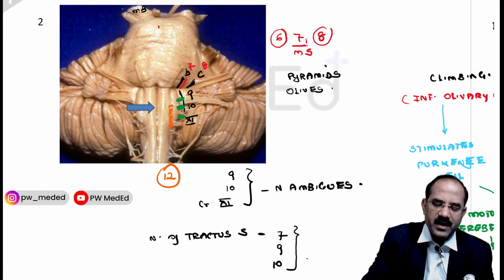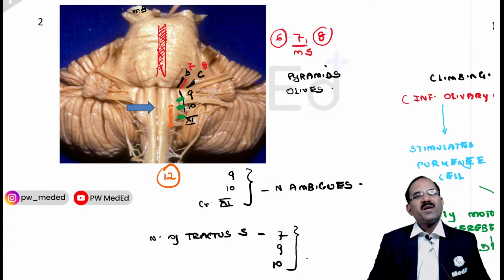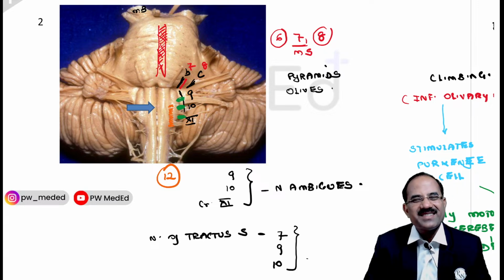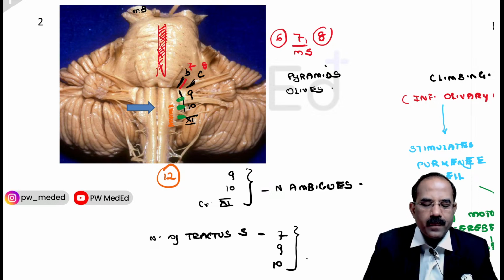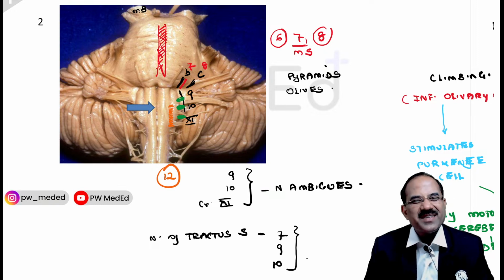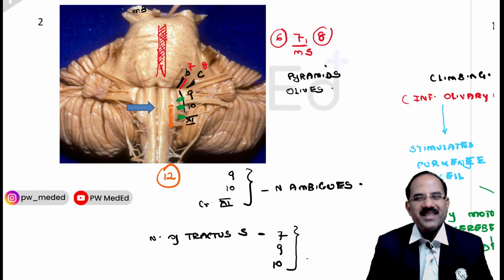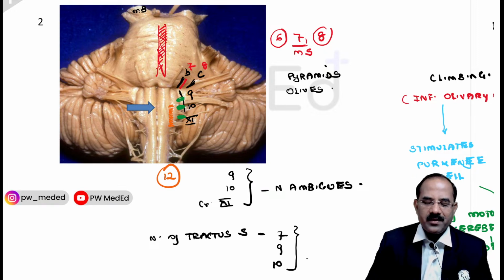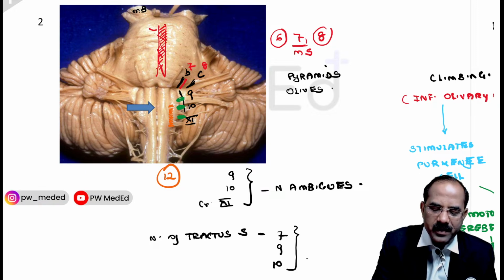Students, there's an artery which lies here in the pons. What's the name of this artery? Any guesses? Okay, no problem. What is the name of this artery which lies in the pons? That's the basilar artery. Very good. And what are these branches of the basilar artery?